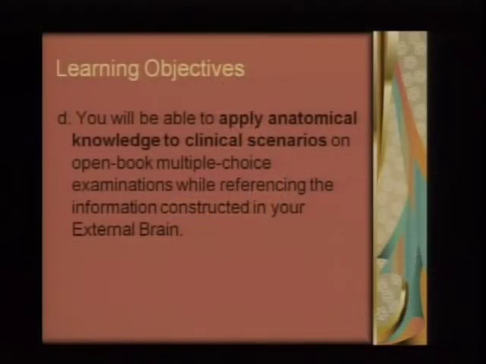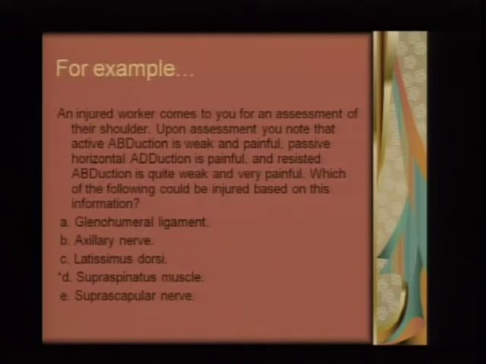Okay, so in that case, you can pull out your external brain and you can look up all the details as long as you put them in there. And as long as you know how to access them, you can use that knowledge, okay? So that's how we'll differentiate each test. We'll have some parts of the test that are closed book, and you'll have another part of the test that's open book. And the open book is the only place that you'll see clinical scenarios. Make sense?